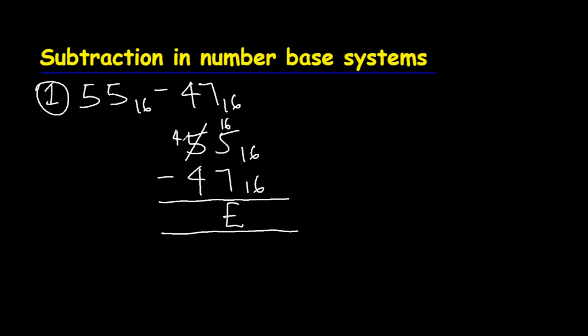Then for this last side, 4 minus 4 is 0. So therefore, our answer is equal to E base 16. So this is our answer, E base 16.